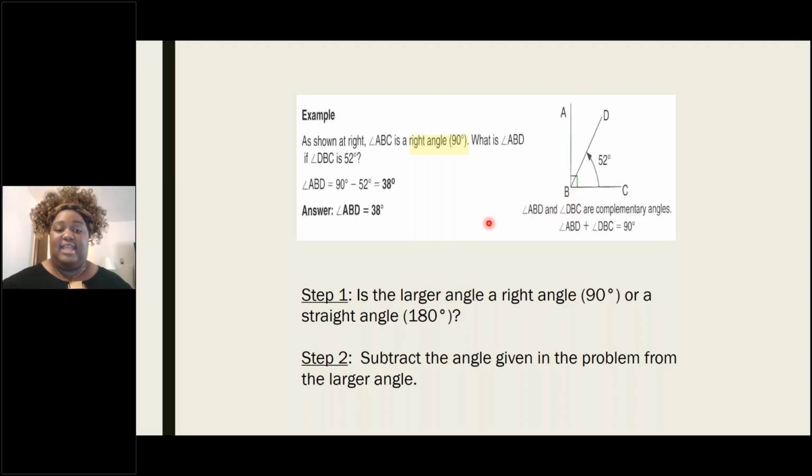So knowing that, I can take the angle that they gave me, which was 52 degrees. If I subtract it from my larger angle, 90 degrees, I'll get my answer, which in this case is 38 degrees. So what that's telling me is that angle ABD is 38 degrees. And to check your answer, if you add 52 and 38, you should get 90.